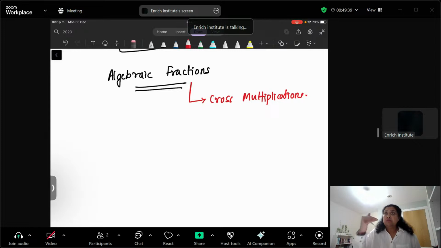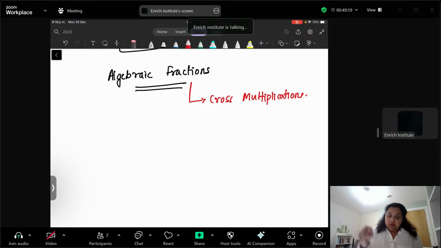If you don't know the previous method and you want to stick to this cross multiplication, there is a video on my channel which talks only about cross multiplication. If you just go and search, you will get it. It talks about different scenarios of cross multiplication, which fractions you can apply it to, and how you can apply that. So please have a look at that.